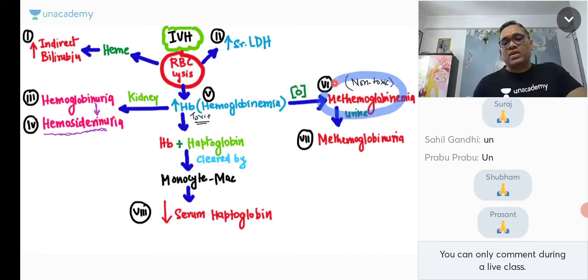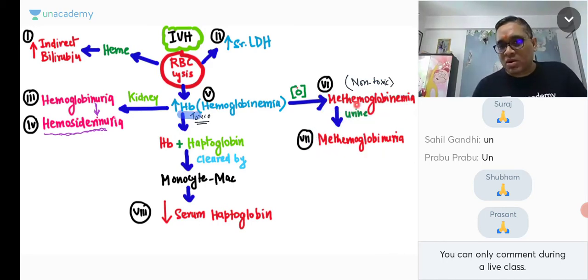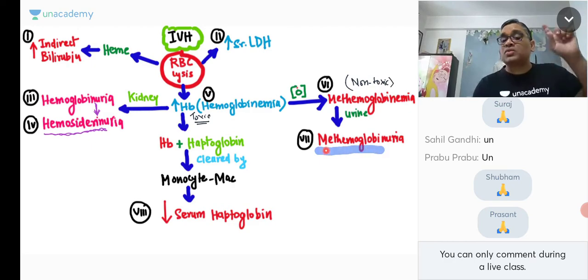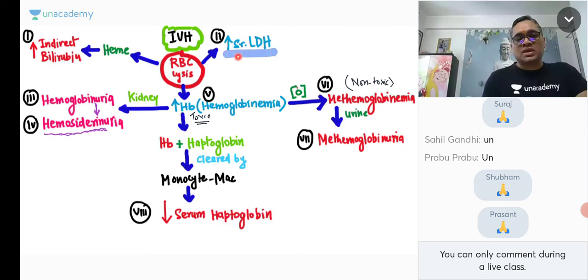And now this methemoglobin will come in the urine, and that is called methemoglobinuria. Understood? Excess hemoglobin becomes excess methemoglobin, and the excess methemoglobin will come into the urine also. Clear? So that is how you will identify intravascular hemolysis. What are the findings you have seen so far? Indirect bilirubin increase, serum LDH, hemoglobinuria, hemosiderinuria, hemoglobinemia, methemoglobinemia, and methemoglobinuria.